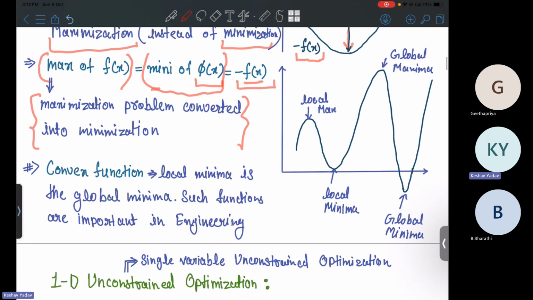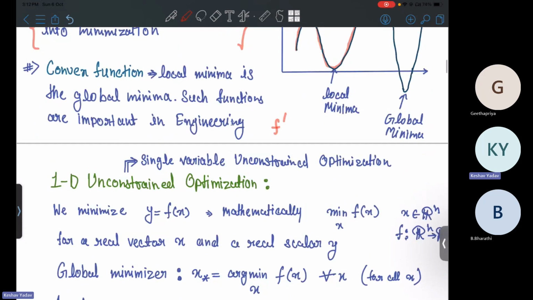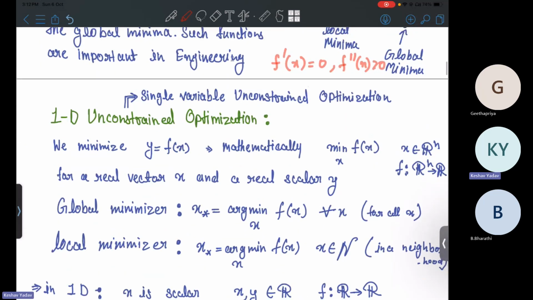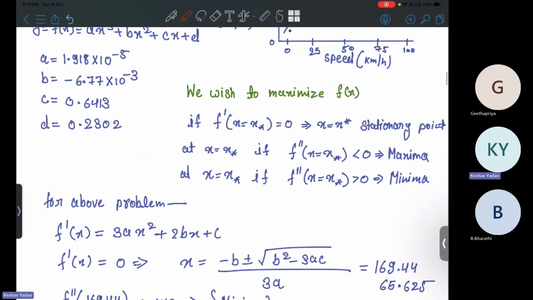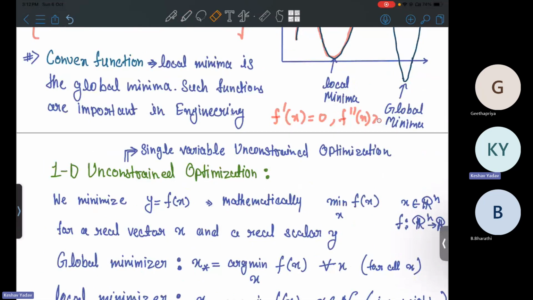Similarly, if you remember, if there is a function, there can be many local maxima and local minima. So wherever there is a maxima, what is the condition for maxima? f prime of x is equal to 0 and f double prime of x should be greater than 0, if I am right. Okay, less than 0.